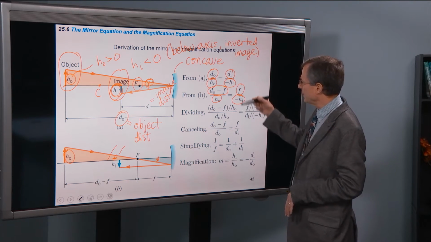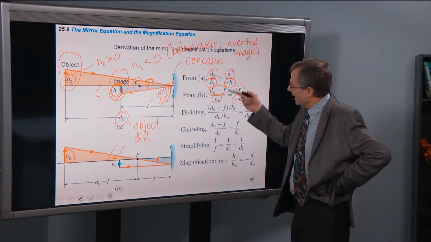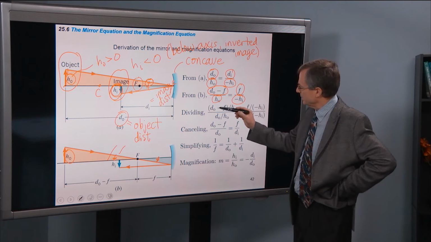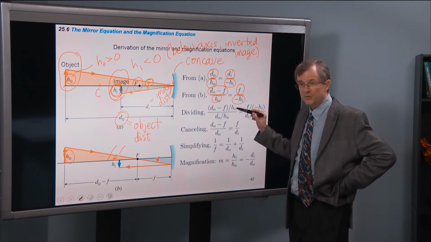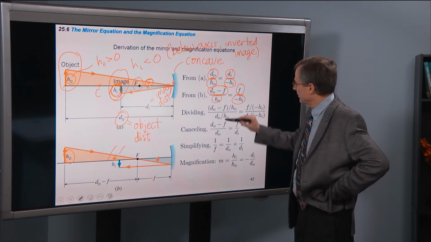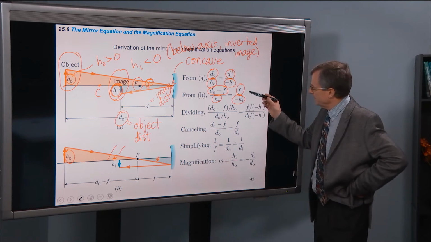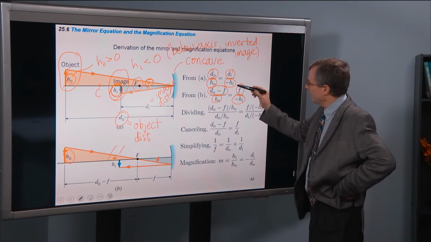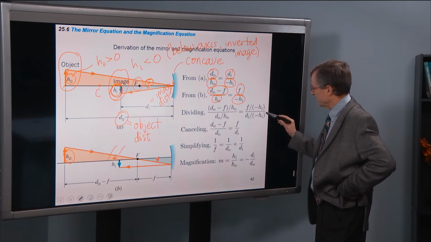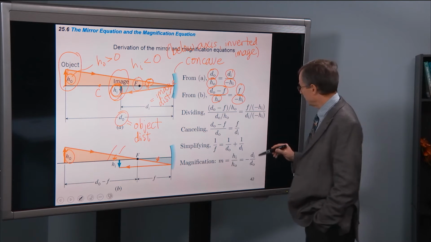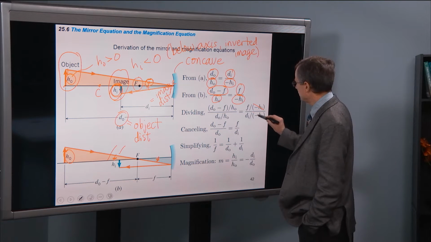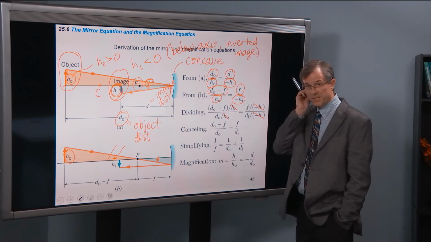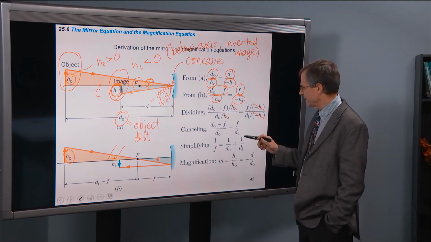Putting these two equations together, I'm going to divide the equation B by equation A. So here's B, d naught minus f over h naught. A is d naught over h naught. Then B is f over minus h i, that's here, over A, which is d i over minus h i. Then a bunch of amazing cancellations happen. The minus h i's cancel, the h naught's cancel over here. We get d naught minus f over d naught is f over d i.